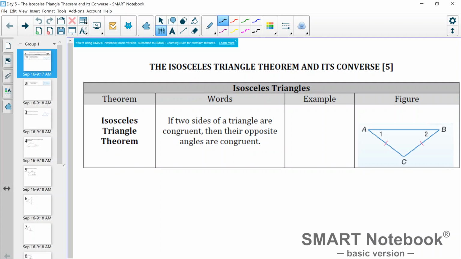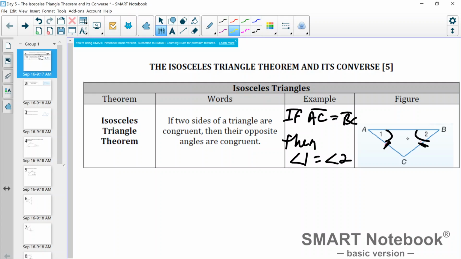So in this case, we can say if, and as the markings show, AC is congruent or equal to BC, then in our case, the two angles across from it, 1 and 2, are going to be the same as well. So they're going to be equal. So notice, as long as we have the markings, we can say the angles across from them are going to be the same as well.